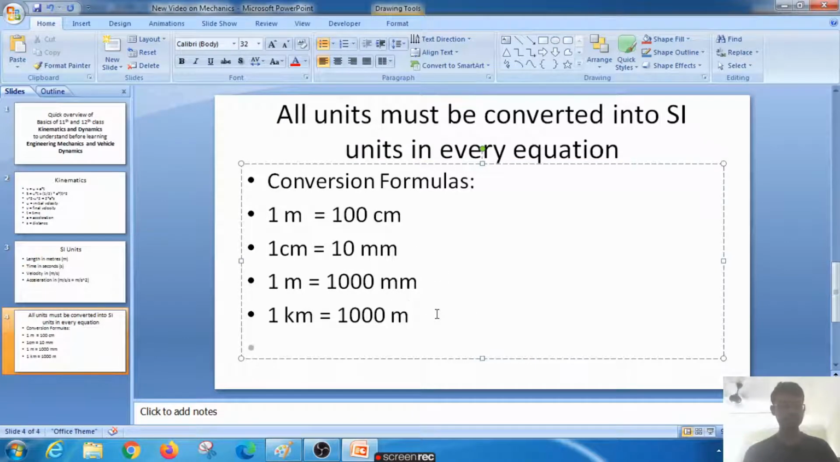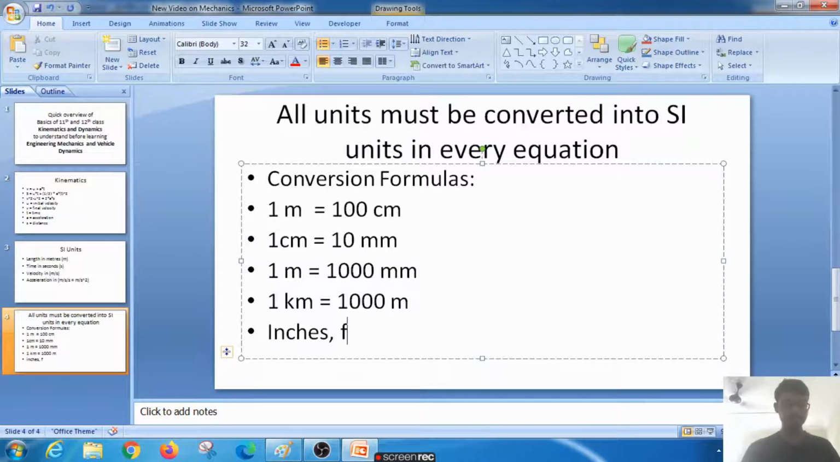And again, sometimes in a question, the units will be given in English units, right? In English units, in the sense inches, feet, yards, and miles, right? These things also you need to know. Otherwise, it is very tough to tackle any engineering problem, right?